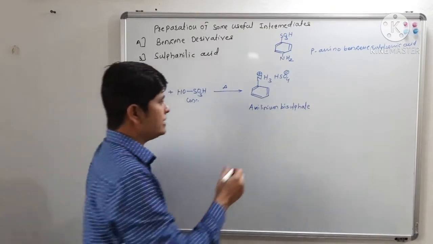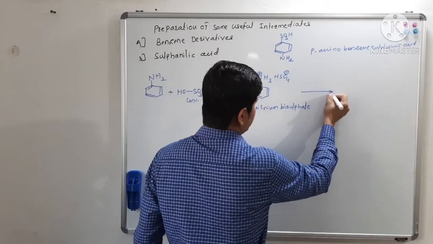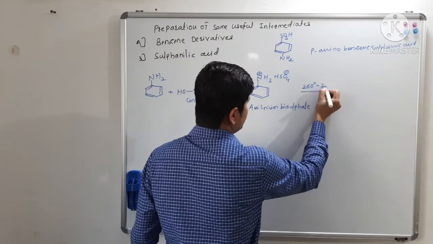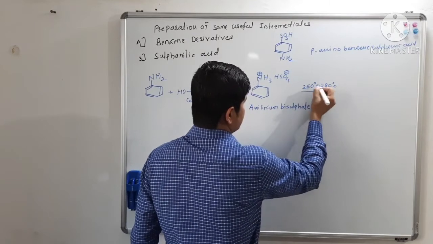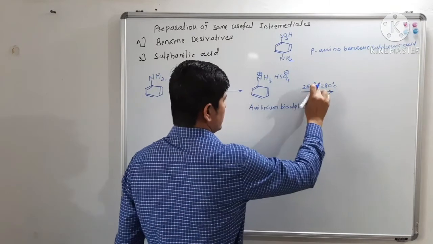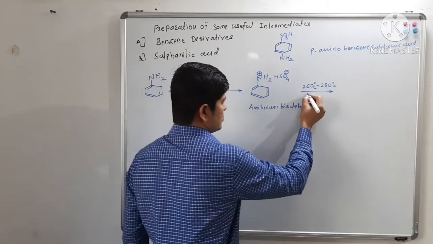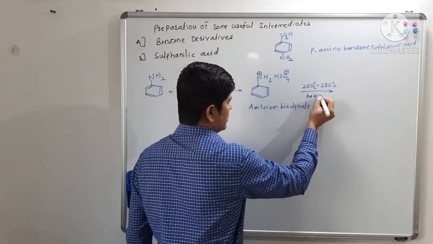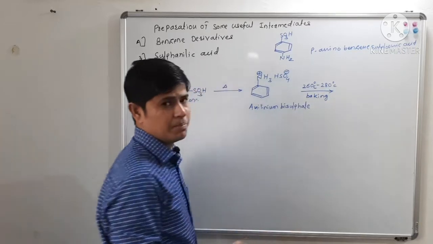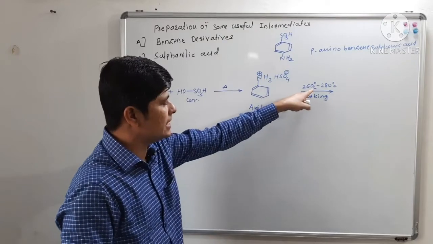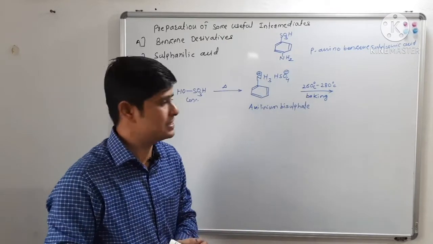Now this anilinium bisulfate, in the next step, is heated around 260 to 280 degrees Celsius. This process is called baking. So anilinium bisulfate is heated around 260 to 280 degrees Celsius.